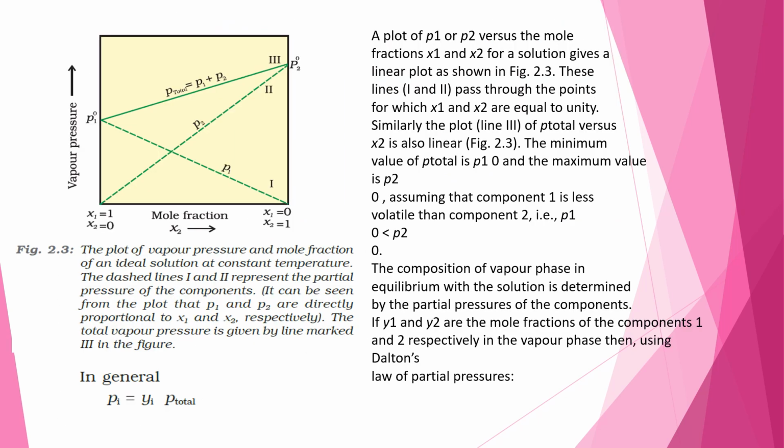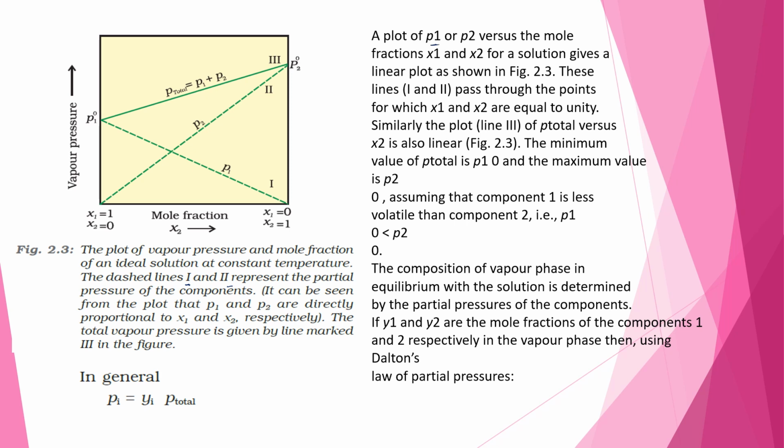So we get a plot of vapor pressure and mole fraction of an ideal solution at constant temperature. The dashed lines 1 and 2 represent the partial pressure of the components. It can be seen from the plot that P1 and P2 are directly proportional to chi1 and chi2 respectively. The total vapor pressure is given by the line marked 3 in the figure. This line is the P total, which is equal to P1 plus P2.